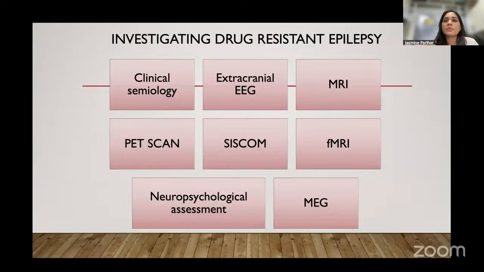But if you diagnose the patient as having drug resistant epilepsy, you have to do extracranial long-term EEG monitoring. You have to do an MRI. You might have to do more, depending on your concordance of the imaging, clinical, and EEG finding. If they are all concordant, if they are all localizing to one site, then you are happy. If they are not localizing to one site, or if the MRI is normal, then you have to do a lot of other investigations like PET scan, SISCOM, that is SPECT, fMRI, neuropsychological assessment, or MEG, and many other multimodalities that have come for the evaluation of drug resistant epilepsy. But maybe we can discuss that in some other lecture some other day.